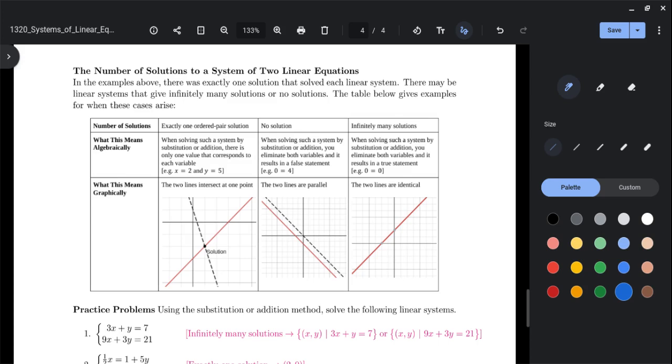If we have infinitely many solutions, that means that we went about solving our system using one of our methods, and we eliminated both variables, x and y, but we got a true statement. So if for some reason we ended up getting 0 equals 0, well, in this case, that means graphically that our two lines are actually the same line. So they're overlapping, and therefore any point on that line satisfies both equations. So these are different possible outcomes we could have when solving our system of two linear equations.